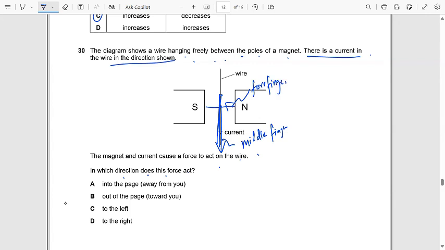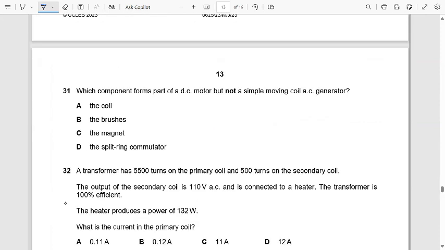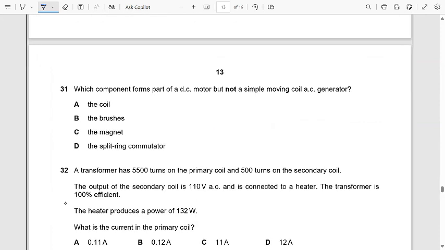सर थंब तो मेरा इधर सीधा ही है। थंब नीचे की तरफ होगा, स्क्रीन के अंदर होगा थंब। आपका थंब स्क्रीन के अंदर जाएगा, into the screen, yeah, into the page. Which component forms part of a DC motor but not a simple moving coil AC generator? तो D होगा। It's a split ring commutator.